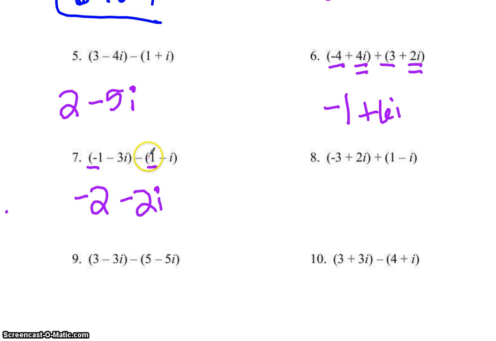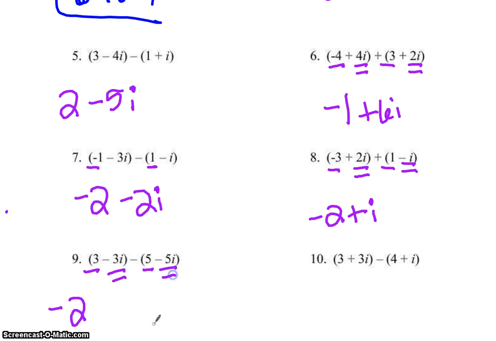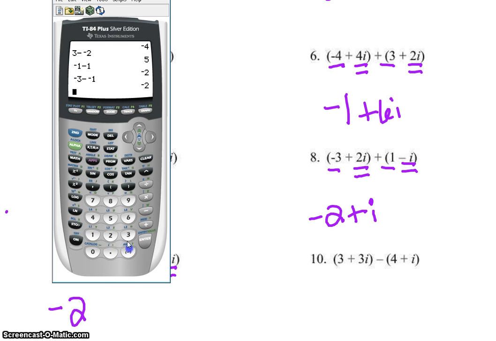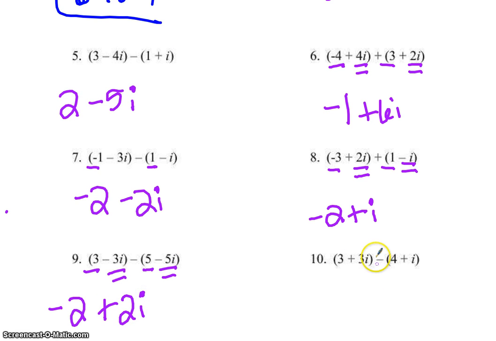Okay, especially when you're dealing with the subtraction ones, you really want to use your calculator. -3 plus 1 is a -2. 2i plus a -i is going to be, say, plus i. Number 9, you're going to say 3 minus 5 is a -2. You're going to say -3 minus -5. So use your calculator. -3 minus -5, and you get a positive 2, so plus 2i. So here we have a 3 minus 4 is -1, and we have a 3 minus 1 is 2, so plus 2i.